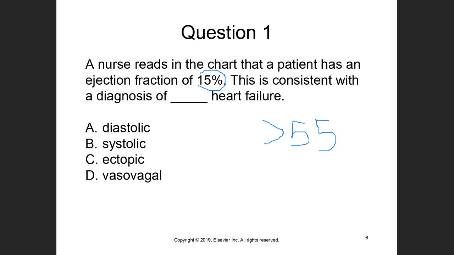So the answer right here is B. B, remember. Systolic, decreased ejection fraction. Diastolic, I mean B. Okay, perfect. You got the concept. So systolic dysfunction, decreased ejection fraction. Diastolic, normal, preserved ejection fraction.